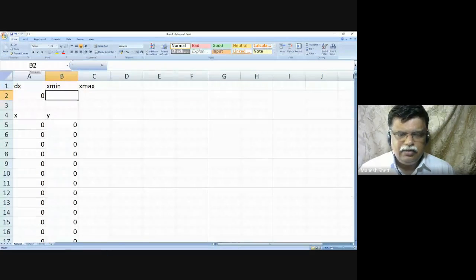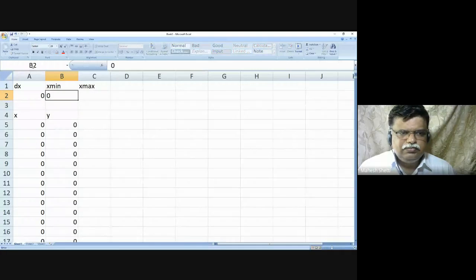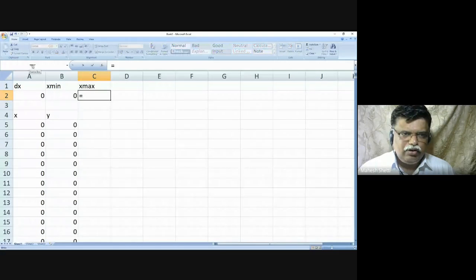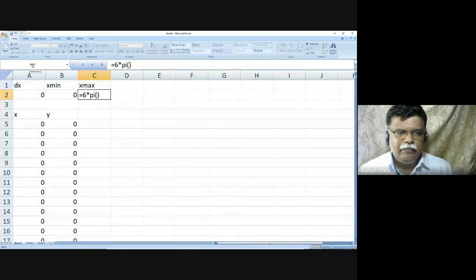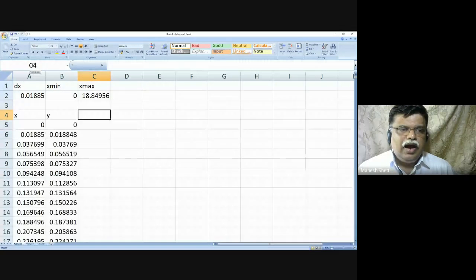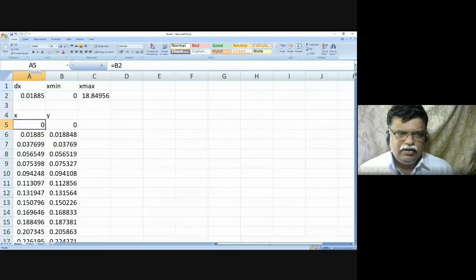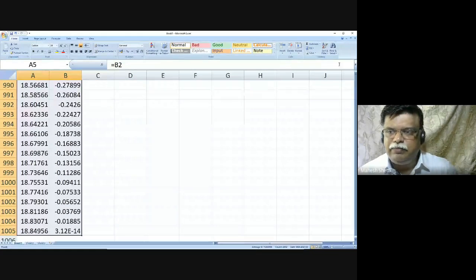Let me write the limits. Suppose I want to do this for, say, 0 to 6 pi. Okay, I'm going to calculate this. Let me plot it also.